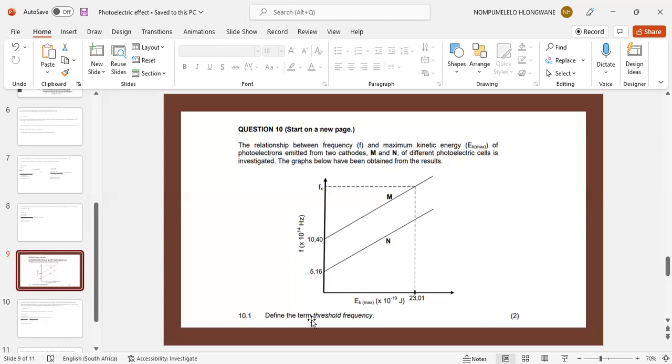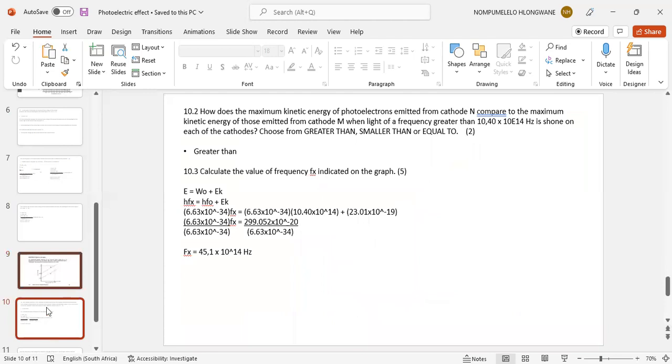So the first question says, define threshold frequency. You need to know these questions. Define threshold frequency, the cut-off frequency. It is the minimum frequency of light required to eject electrons from a metal surface. It is as simple as that.